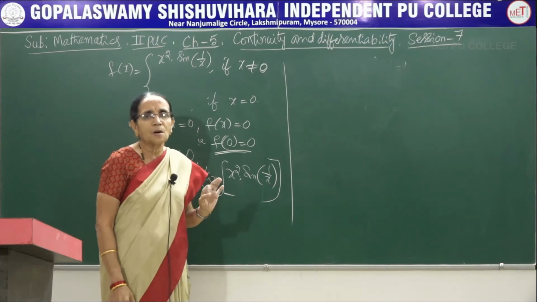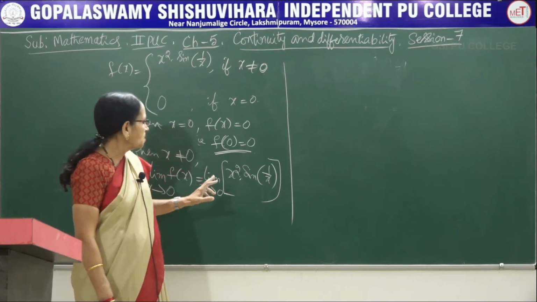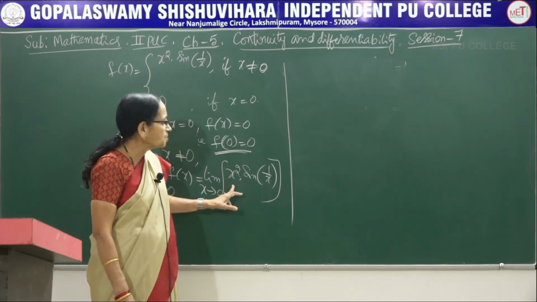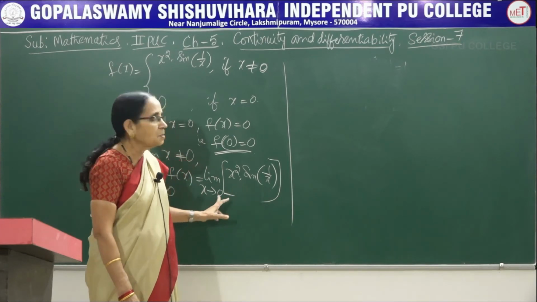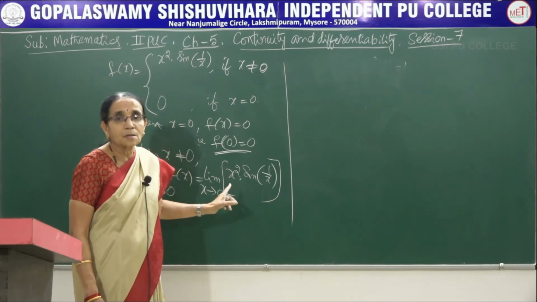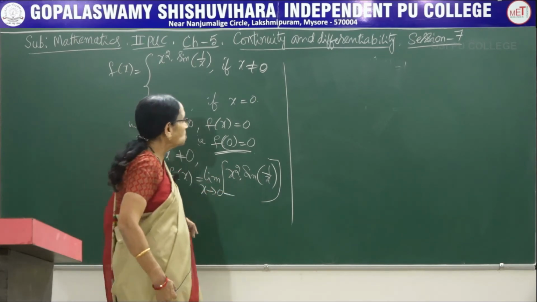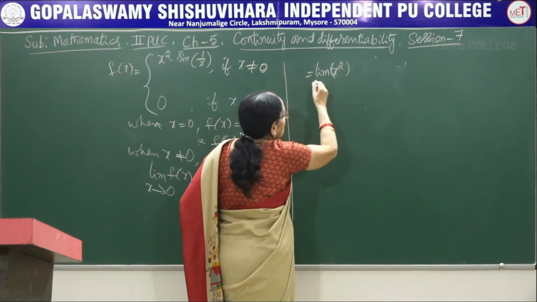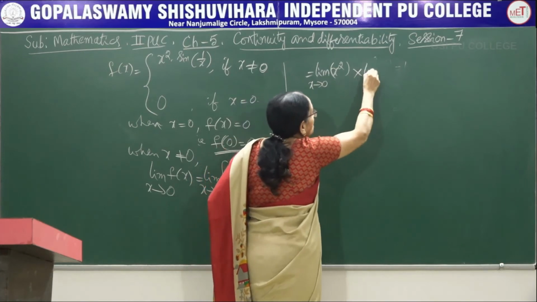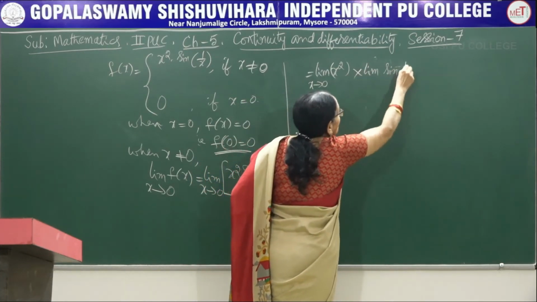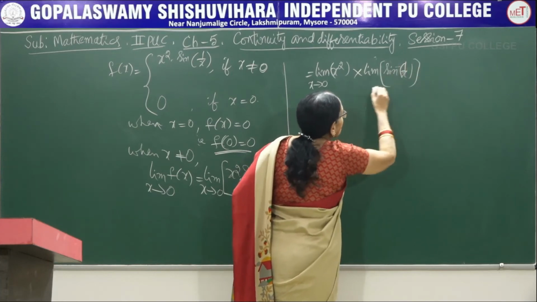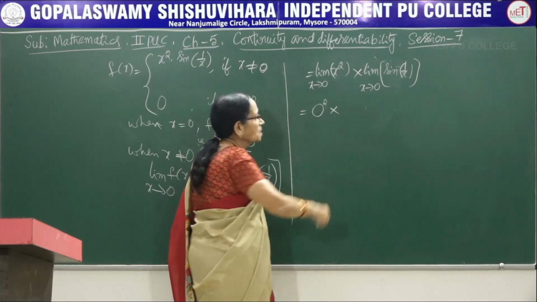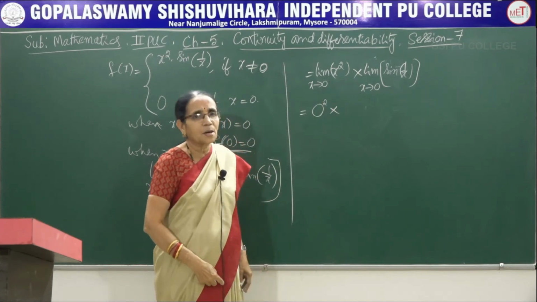Now, according to the algebra of limits learnt in first PUC, limit of f of x into g of x can be written as limit of f of x into limit of g of x. That is, the limit of a product is equal to the product of the individual limits. So, let me use that fact here. That would be equal to limit of x square, the first function, as x tends to 0, into limit of sine of 1 by x as x tends to 0. Now, this is 0 square, because I am just giving the value x equal to 0.